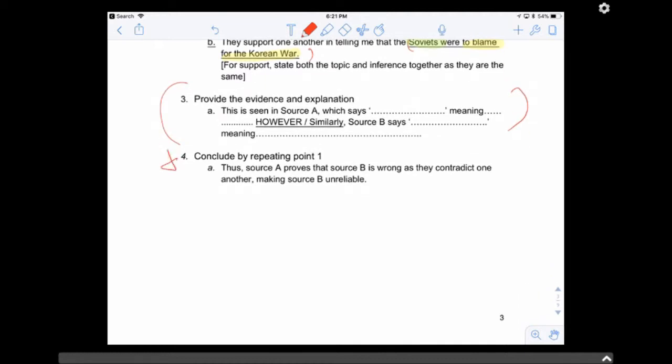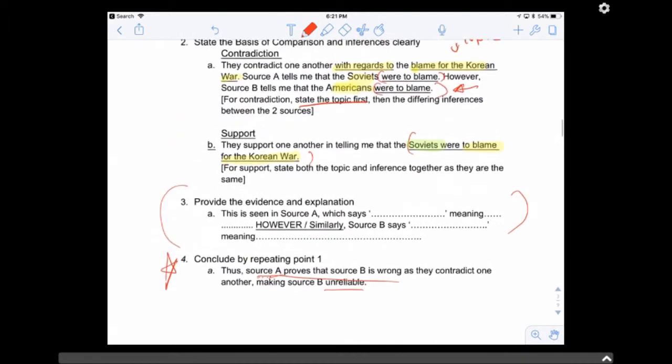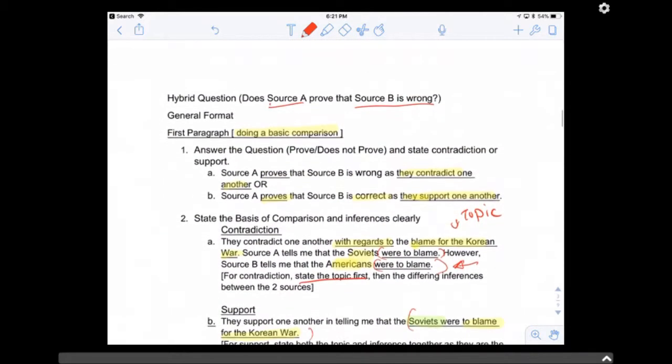Alright, conclusion is very important. Please do it. If not, the whole paragraph is wrong. So thus everything that you've done, you just recap. Does source A contradict source B? So source A is unreliable, and because source A is unreliable, it proves that source B is wrong, right? Okay, so make sure you repeat the question again. So that is the first part, doing a basic comparison.